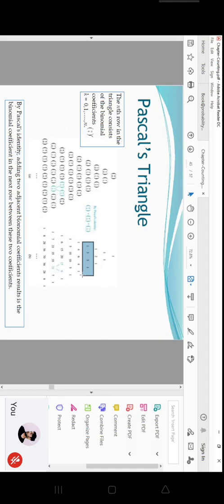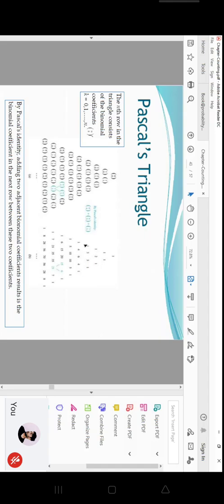Then 3xy square, the coefficient is 3, and then y cube, the coefficient is 1. So 1 3 3 1, these are the coefficients present in the expression of (x plus y) whole cube. Fine. So exactly based on this concept, if you notice that something is happening here, what exactly is the Pascal identity, the rule that is present?